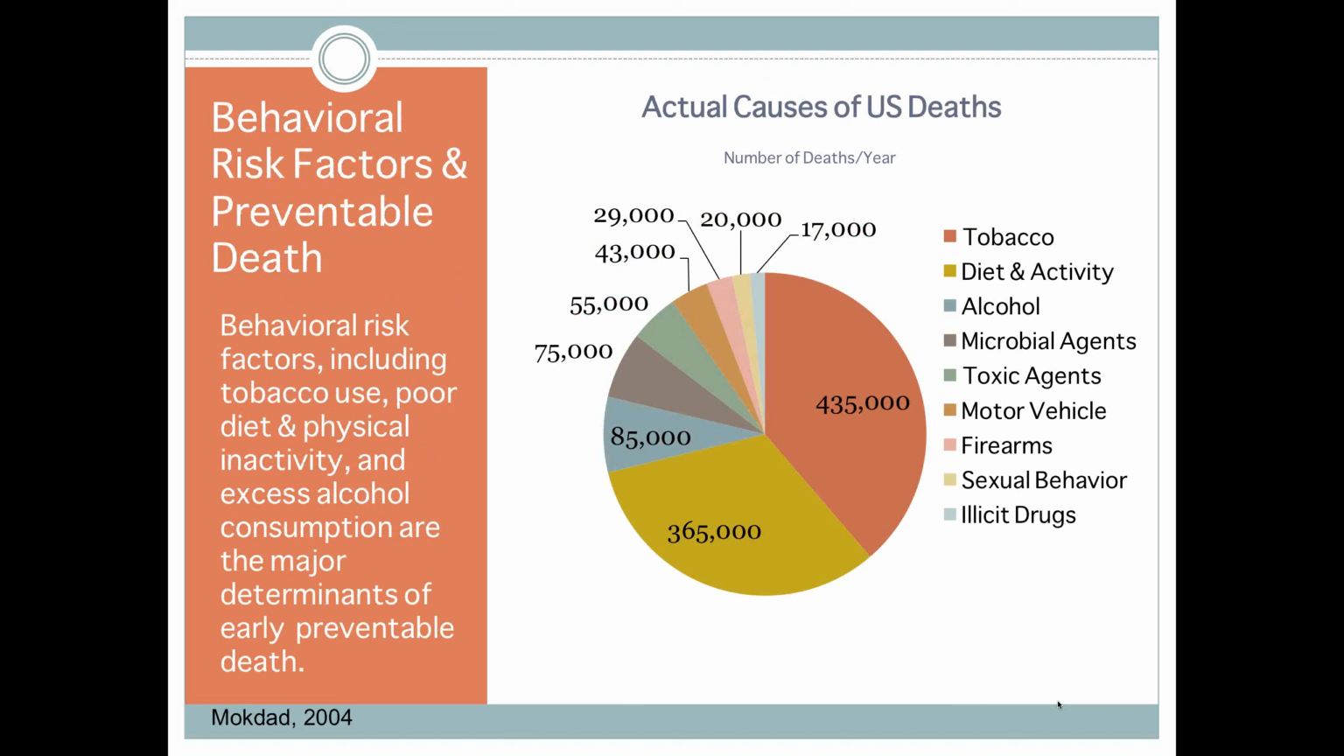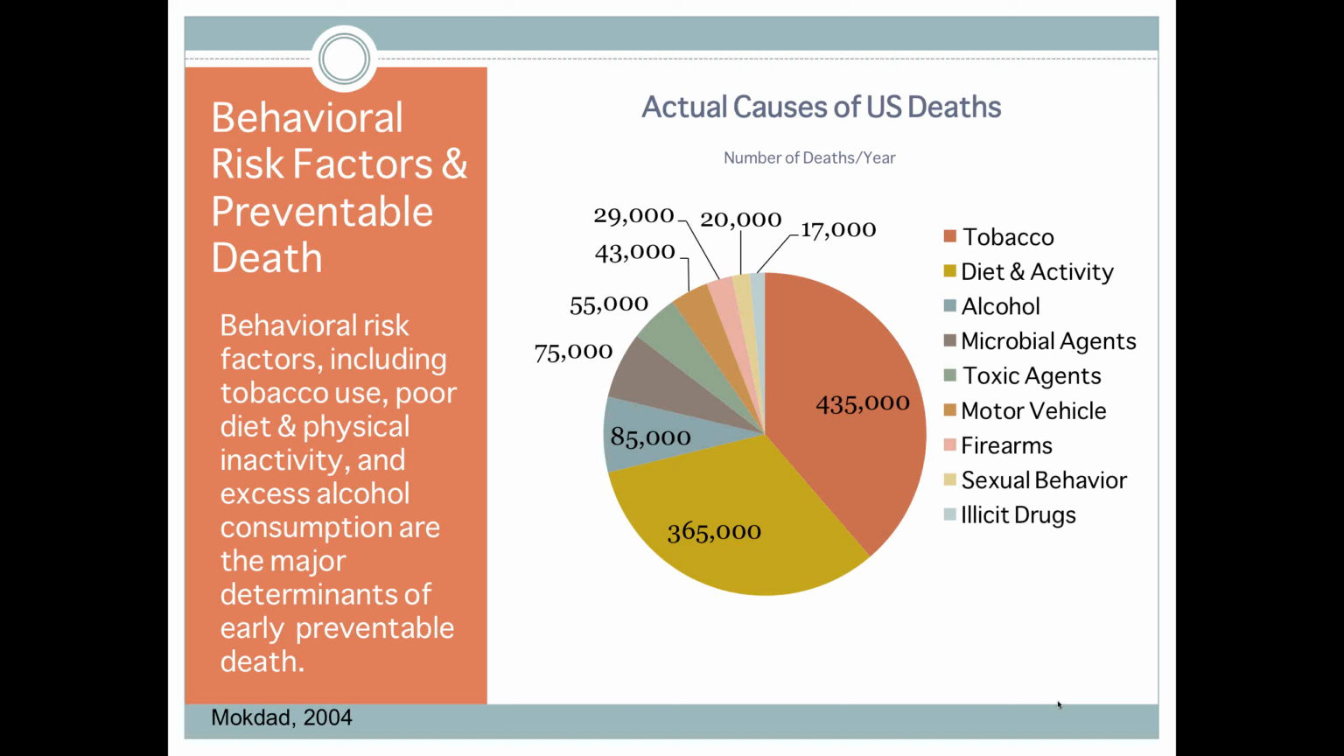Now, when we look at the pattern of disease, one of the things that we want to try and understand are what are the causes behind these leading causes of disease. And when we look at actual causes of U.S. deaths, we see that behavioral risk factors are implicated in preventable death. The behavioral risk factors, the actual causes of death, are listed on the right side of this graph, and they're in descending order in this pie chart.